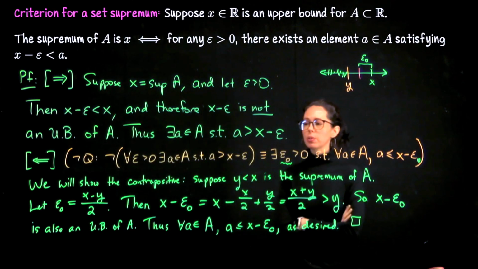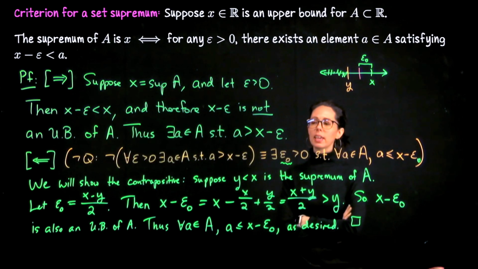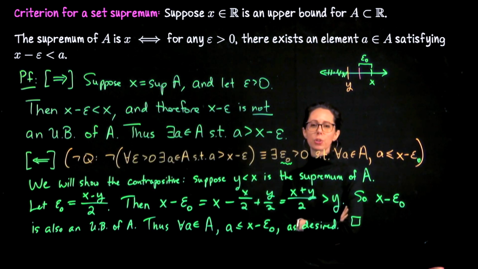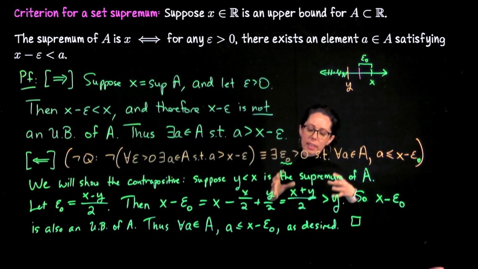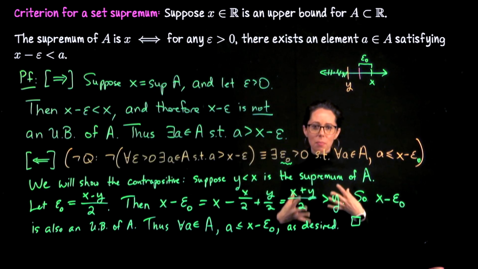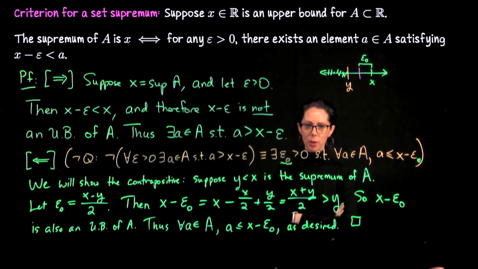What I would like to do to wrap up this lesson is take this criterion and use it to do what I call algebra on suprema. So we're just going to take given sets and modify them and deduce what the corresponding set suprema would have to be.